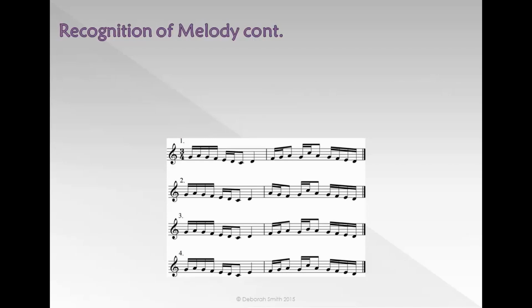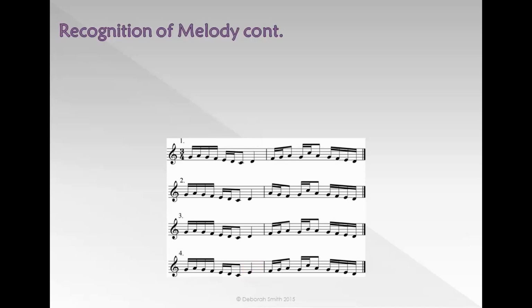In other words, have a look at the first bar. The first bar is the same for 1, 2, 3 and 4 up until the last beat. The last beat of 1, 2, 3 is Re or D. However, the last beat of the 4th example is Mi or E.